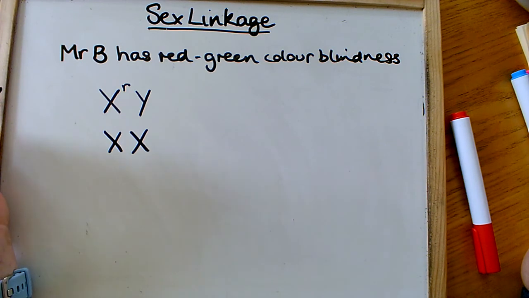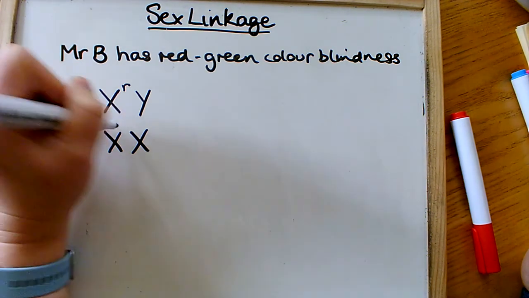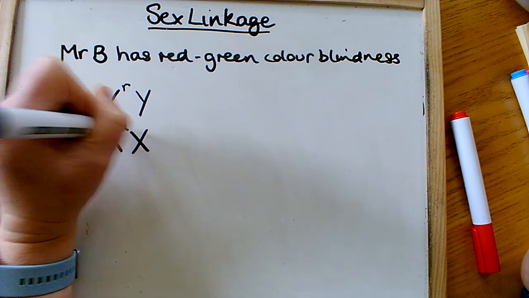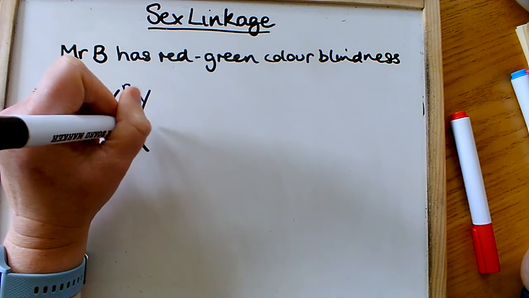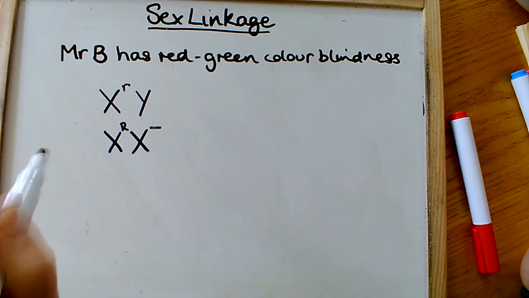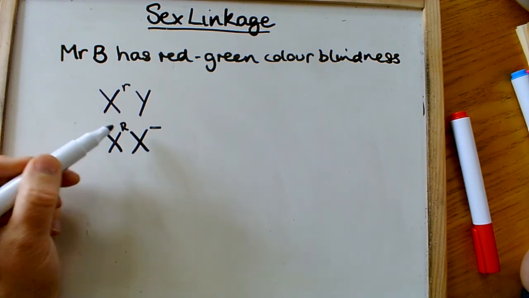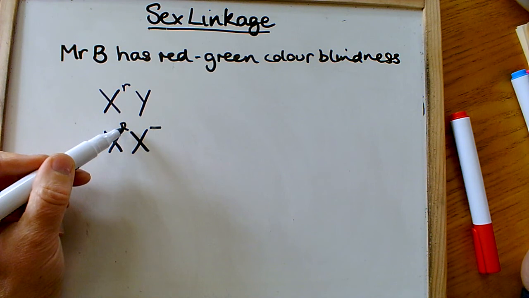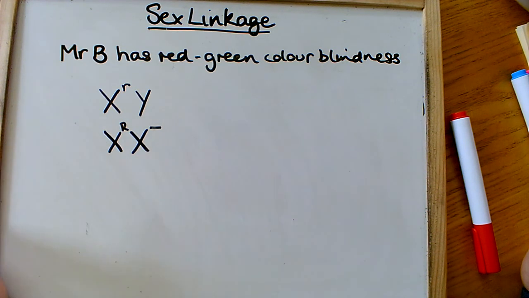We can think about whether he has a sister who has X big R, X big R, or X big R, X little r. At the moment, we don't know what his sister has for her second allele. All we know is that she doesn't have red-green colour blindness. So she must have one copy of the X big R. And at the moment, I'm going to leave it as an underscore, okay? So we're going to have a little think about his particular family tree and how that might look.